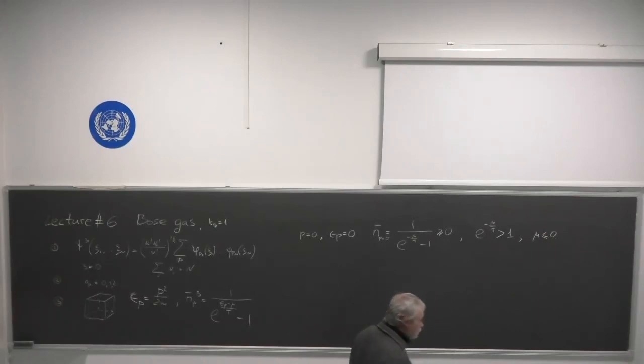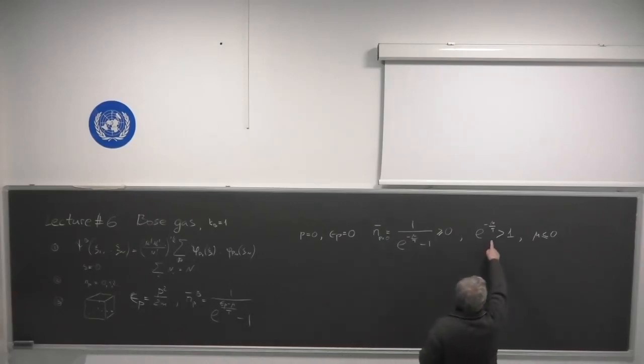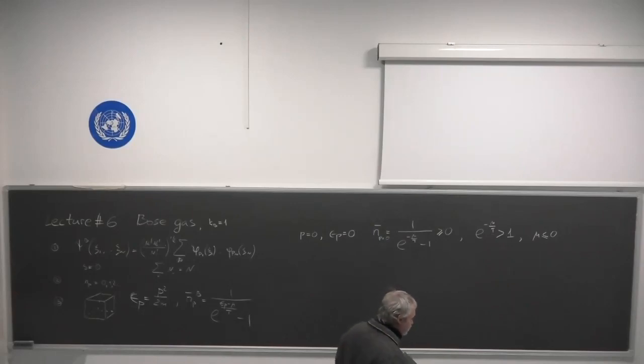So, this is a very important property. What does it mean? How to approach the chemical potential equal to 0, and if there is a way to approach it. Let's now write n bar p equal to 0, assuming that the chemical potential is approaching 0.